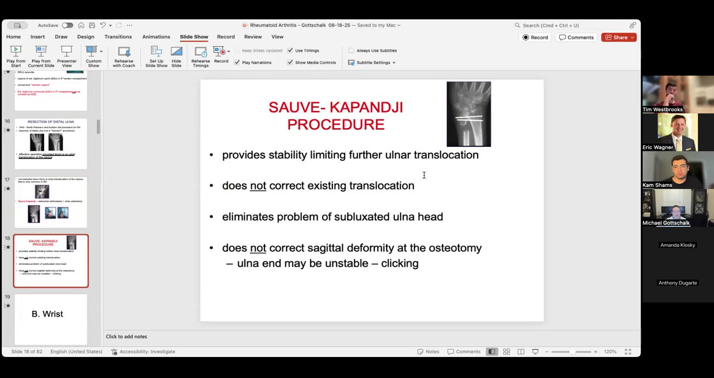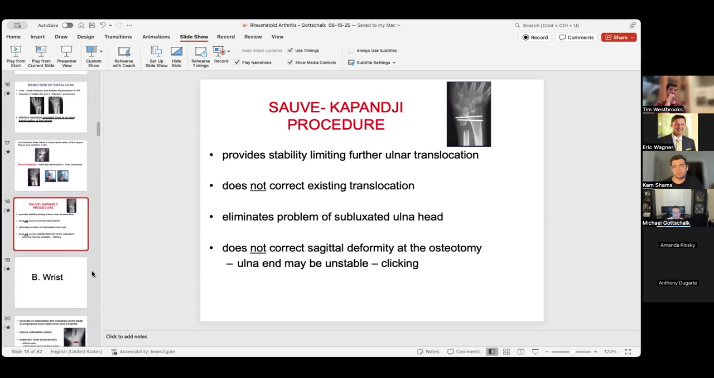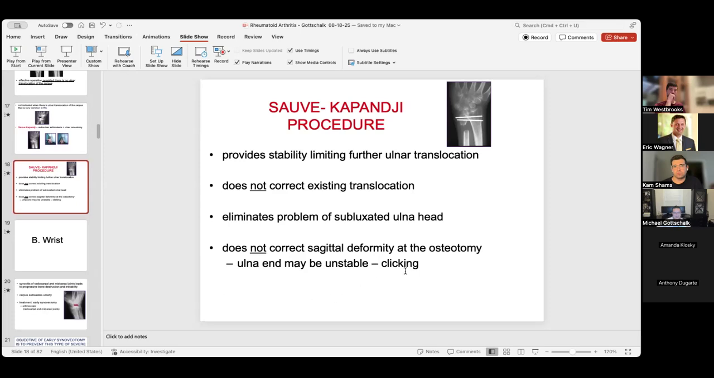So this isn't going to correct your radiocarpal joint, but it does eliminate the problem of the subluxated ulnar head. But as I said, it does not correct any of the sagittal deformity at the osteotomy. So the ulnar end may be unstable, where people get clicking. Most of these patients are pretty low demand and don't mind it, to be honest. And Wags is probably the expert at doing these procedures at Emory, and I think he'll tell you overall he's had good success with this. Yet again, it's kind of like everything else: the patient indication has to be spot on.